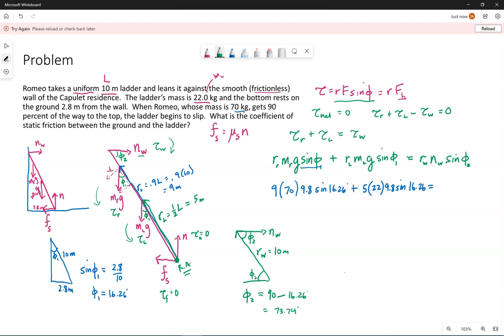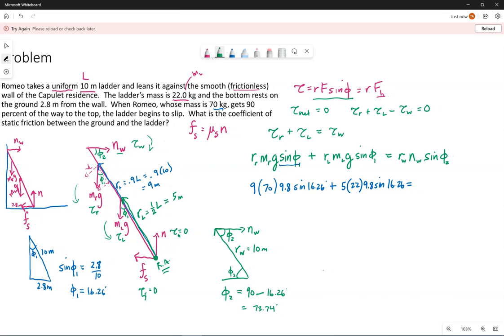That's 73.74 degrees. So we can come up here, just going to move it slightly. R is the entire length of the ladder. We don't know this force, so I'm going to leave it as N with the wall, times the sine of the angle between the lever arm and the force, which is the 73.74. So this allows us to solve for the normal force that the wall is exerting on the ladder. So let me plug these numbers in.